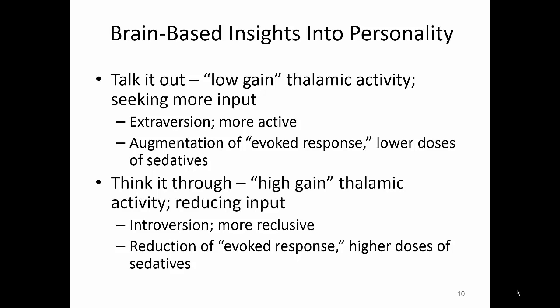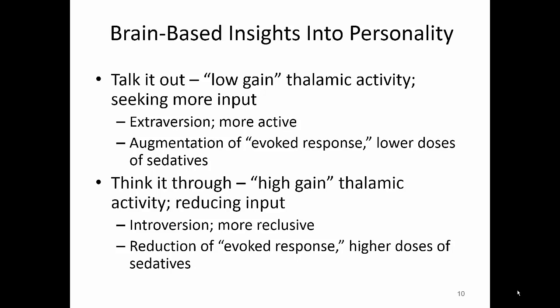Here we see that the low gain students talk it out to increase the amount of information getting through. They make direct eye contact. They talk louder and faster, and they're generally more active. In other words, they're extroverts.